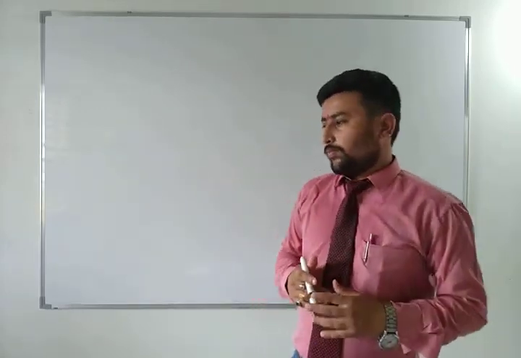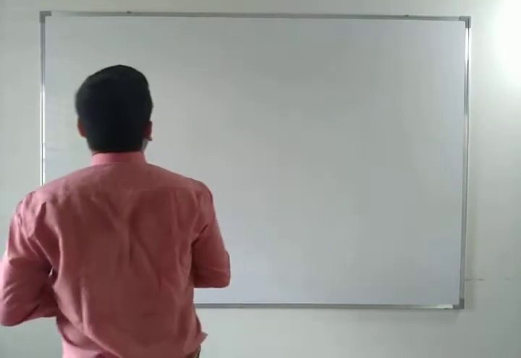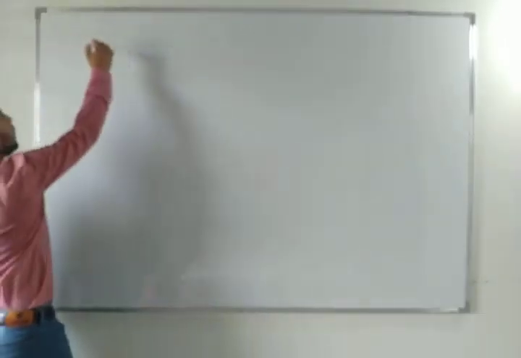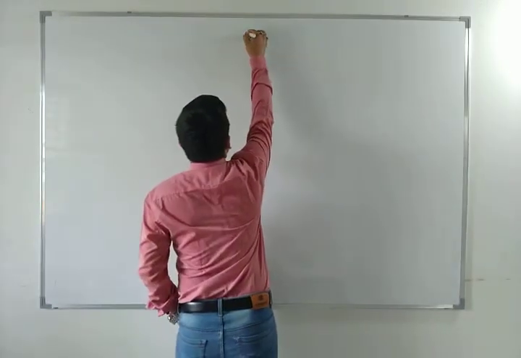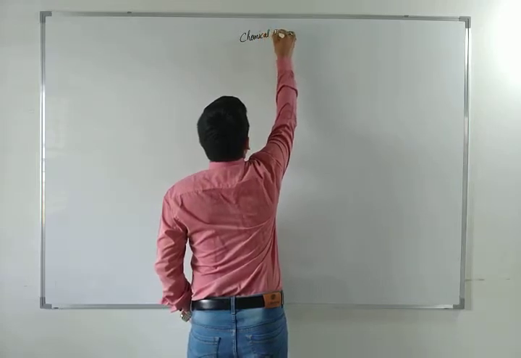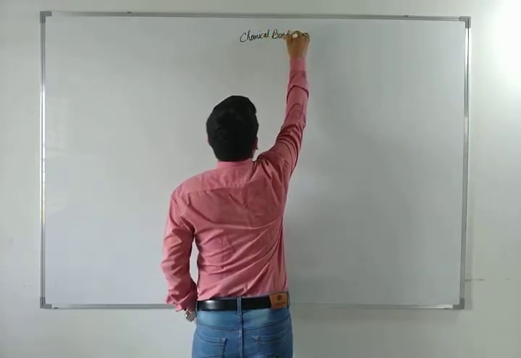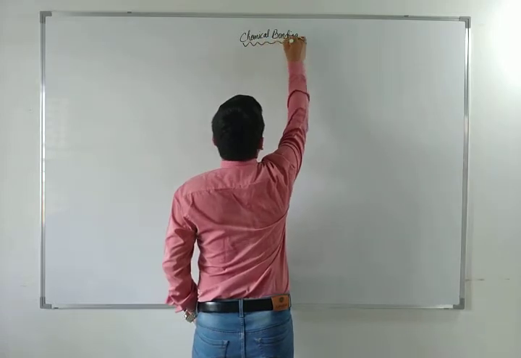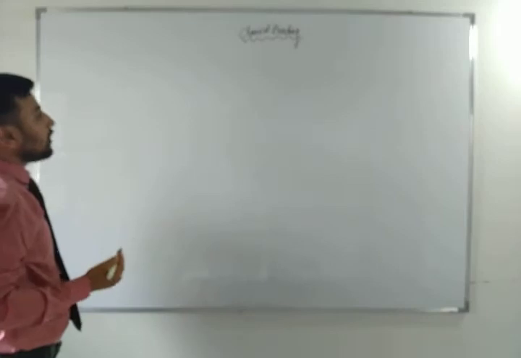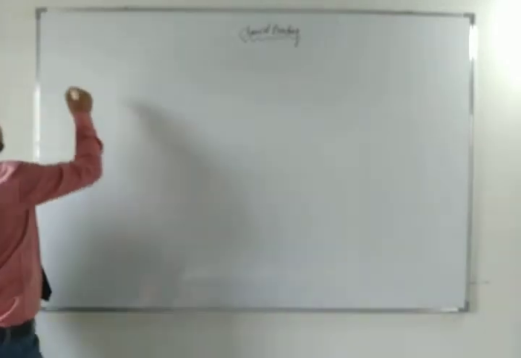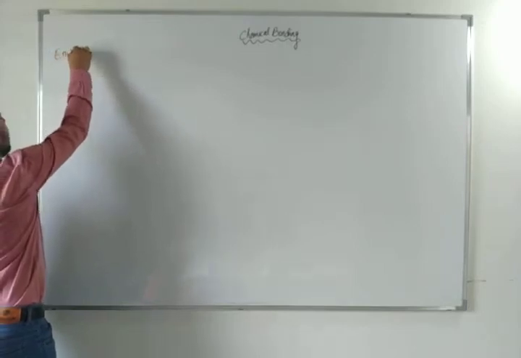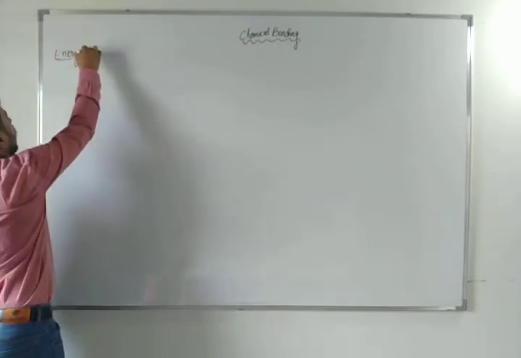So first of all, let me inform you about the energy of the orbitals. Our chapter name is chemical bonding. In this, first of all, I will tell you about the energy of the orbitals. If I talk about the energy of the orbitals, energy of the orbitals.